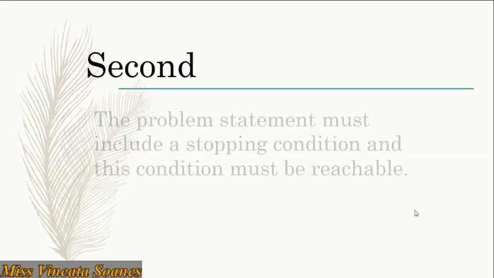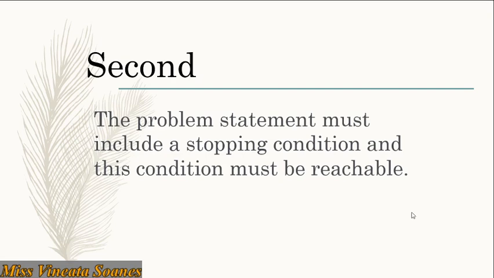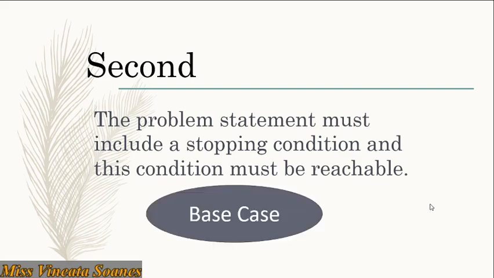Then the second, the problem statement must include a stopping condition, and this condition must be reachable, meaning that it has to come to an end. You see that when you call a function, it keeps on calling and becomes like a loop non-stop. But if you want to do this in your program, you need to have this second one also, which means you need to stop that somewhere somehow. And we can do this by a base case, which we're going to talk about later.